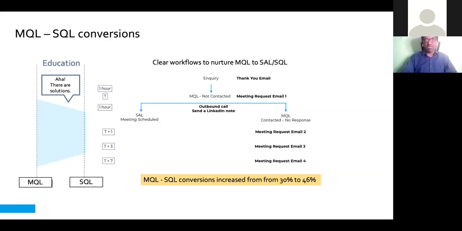I know you're busy, but can you just tell me what time and what day you're available, by clicking on the calendar link or by just replying to this? So we did a bunch of this automation workflow work, and we were able to increase the MQL conversions to SQL. It used to be 30% before the workflow was implemented, and it jumped almost 50%, to 45, 46%.